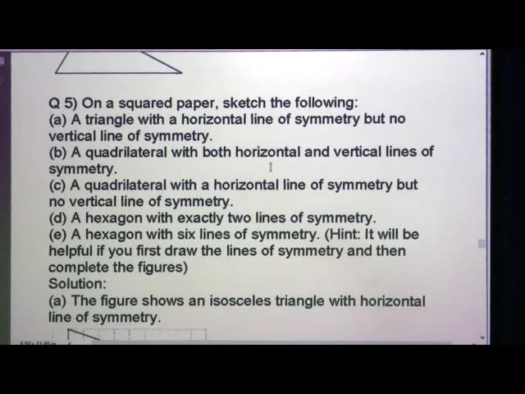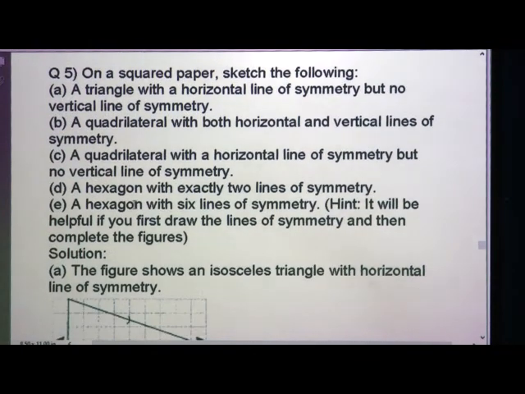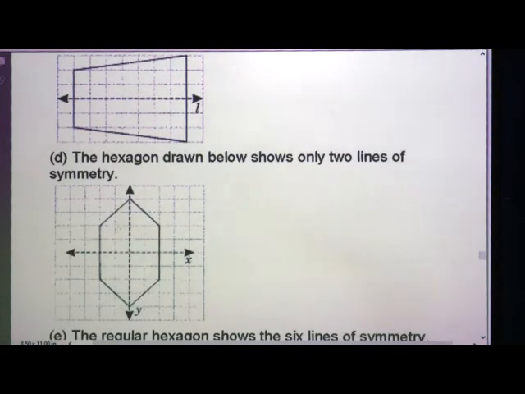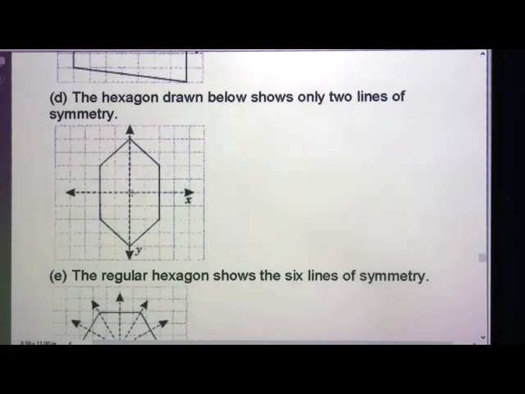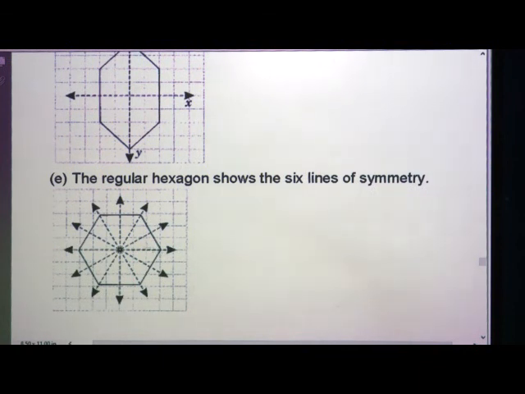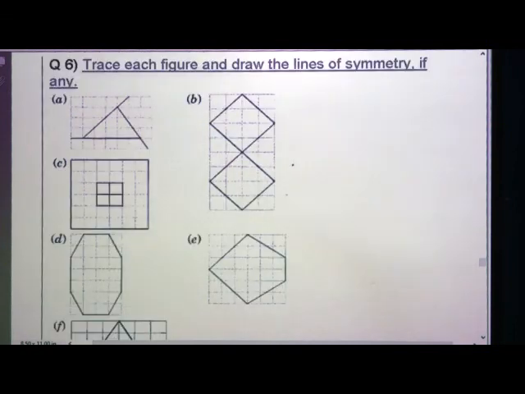On a squared paper, sketch the following and find the lines of symmetry. So, we have taken a rectangle on a squared paper and shown the lines of symmetry. Then we have shown it for trapezium, then hexagon, 2 lines of symmetry. Then again we have one more hexagon which has 1, 2, 3, 4, 5, 6 lines of symmetry for regular hexagon.